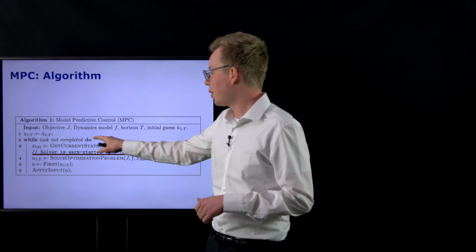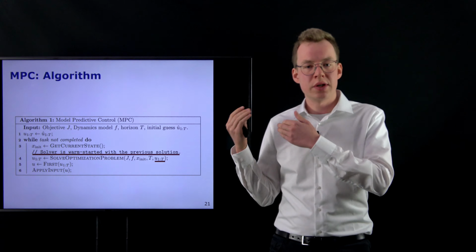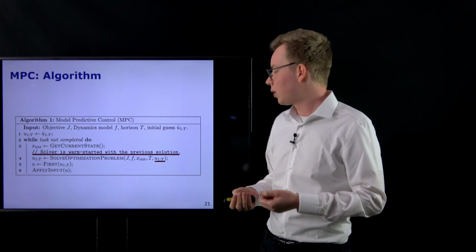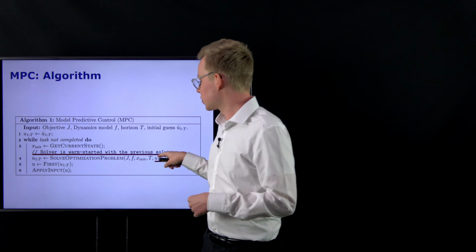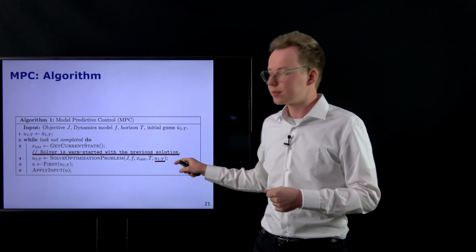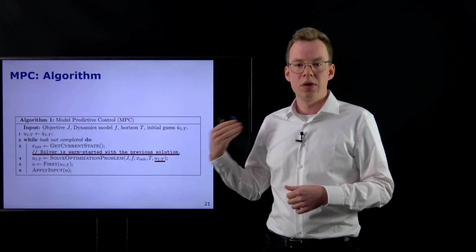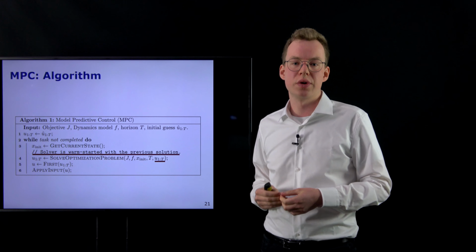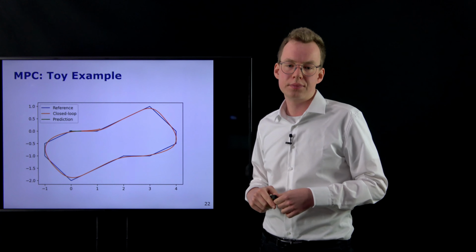And one important point here is that because the controls between different time steps typically only vary by a small margin, it is a good idea to reuse the controls from the previous time step and use them to warm start the next solution to make this solution process faster, because we have to do it online. So we have to be able to do it at a high rate.